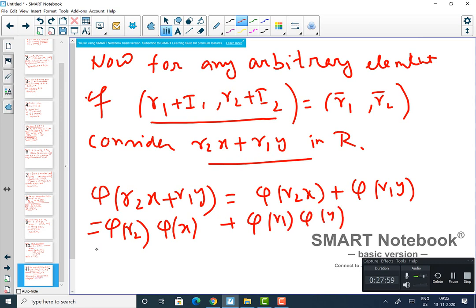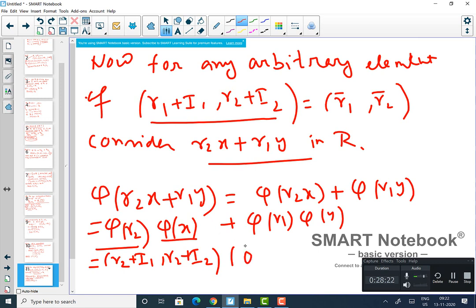Now, the image of R2 is what? The image of R2 is nothing but (R2 plus I1, R2 plus I2), okay, and then you multiply by this. What is the image of this?